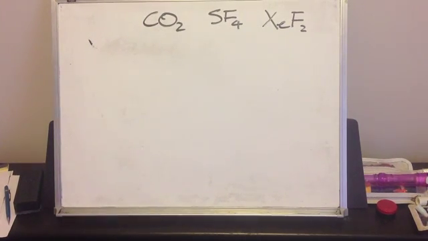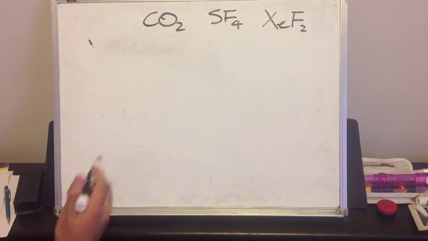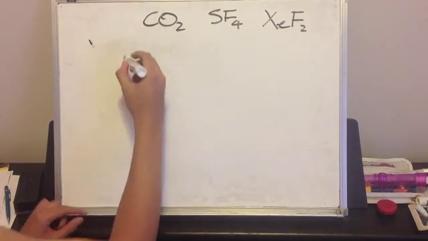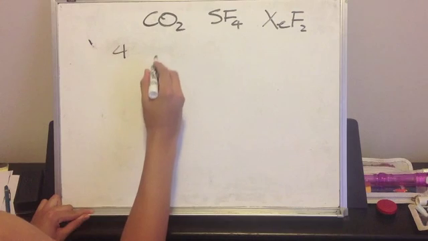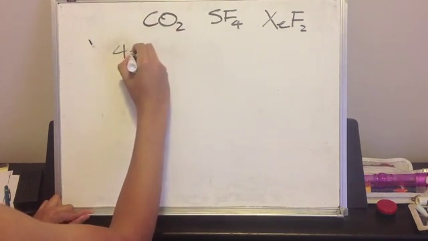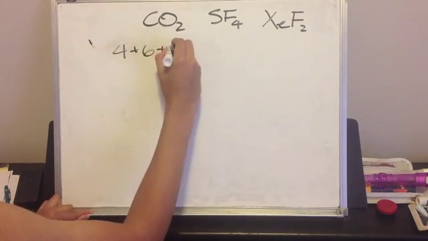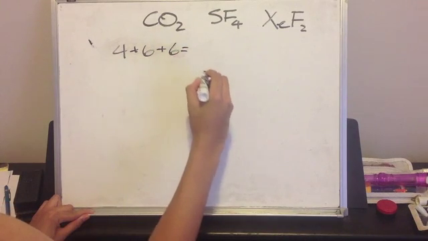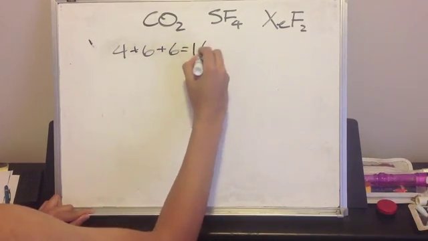To find the molecular geometry, we'll first draw the Lewis dot diagram. But to do this, we need to first count the number of valence electrons. Carbon has 4 valence electrons, and oxygen has 6, and we have 2 of them. So we'll add 6 twice to get a total of 16 valence electrons.